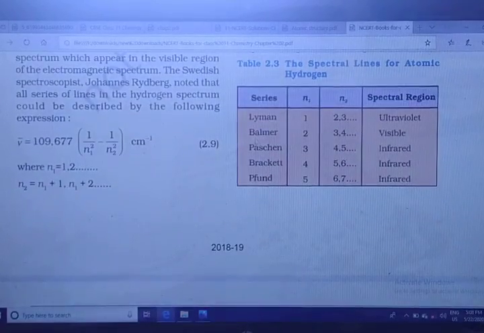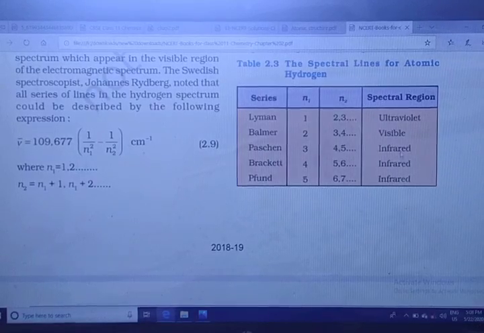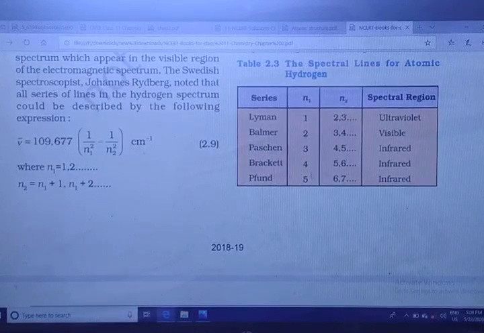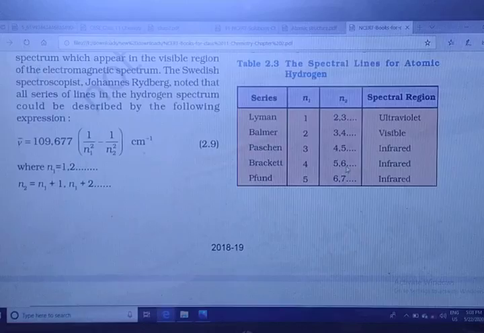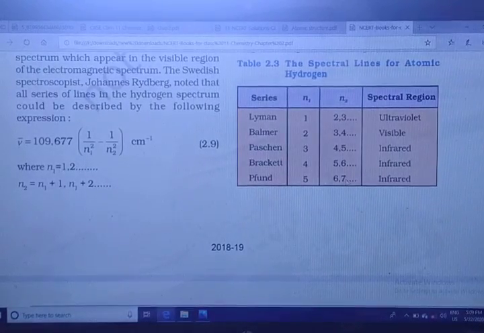You can see in the Lyman series, when n1 is 1, then n2 will be 2, 3, and the spectral region will be ultraviolet. In the Balmer series, n1 will be 2, so n2 will be 3 and 4, and the spectral region will be visible. In the Paschen series, n1 will be 3, n2 will be 4 and 5, infrared. Brackett series, n1 will be 4 and n2 will be 5 and 6, infrared. And Pfund, n1 will be 5, and n2 will be 6 and 7, infrared.